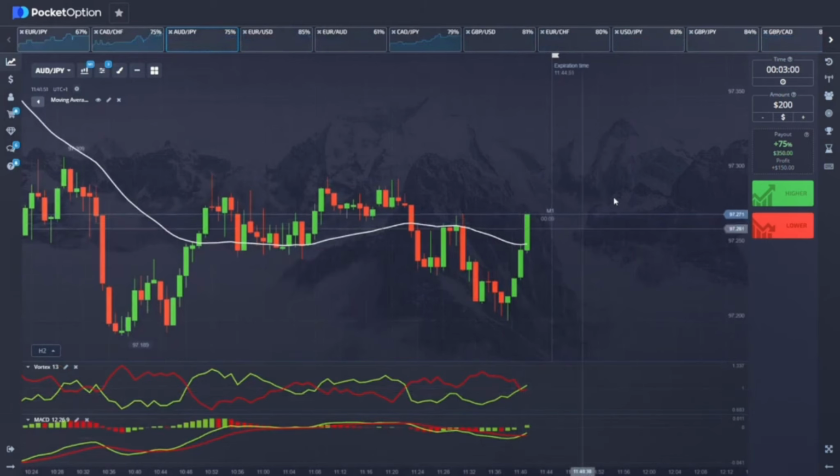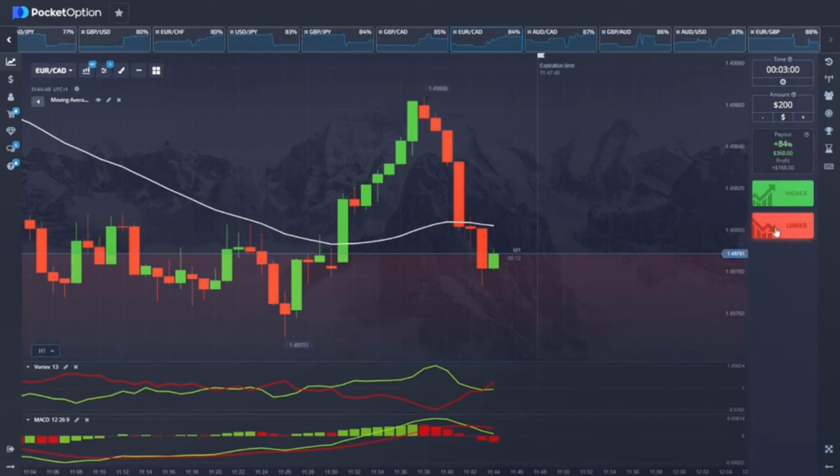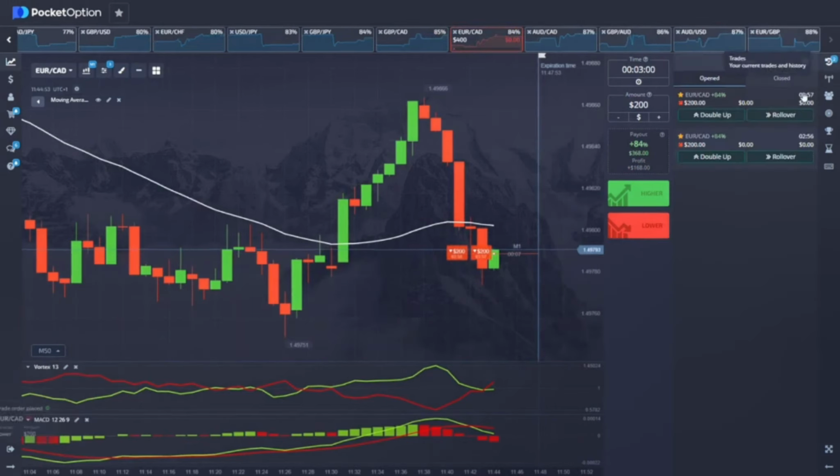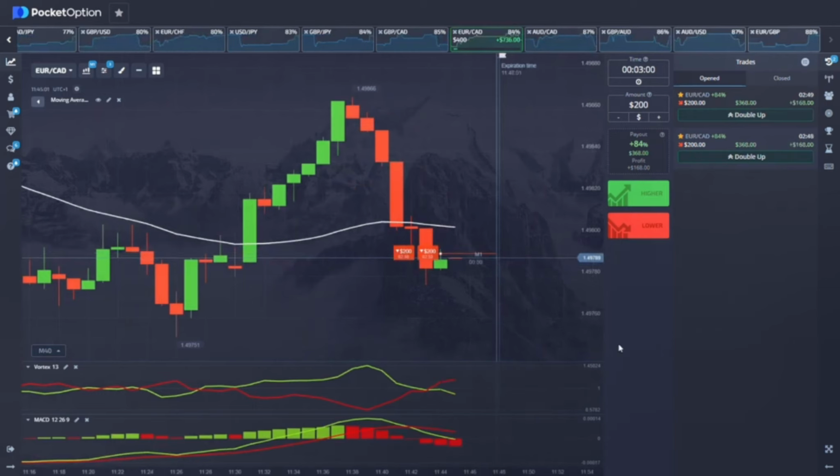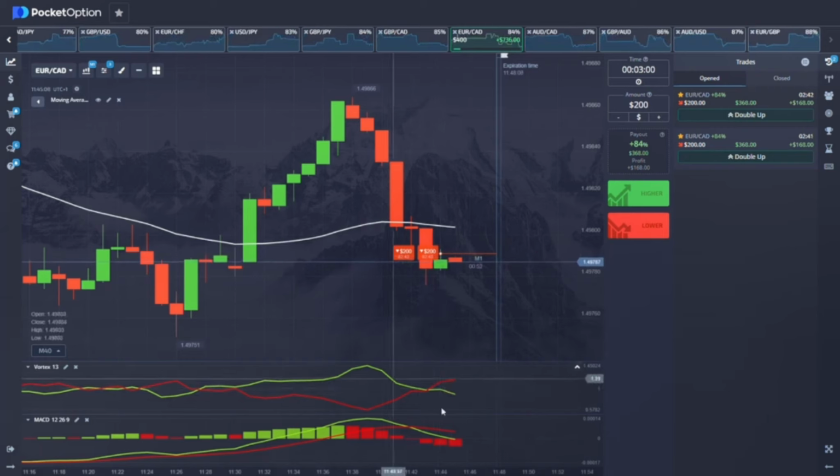Let's take some trades and explain. Here is a good entry for sell trades as the moving average is going downward. The entry happens only when the green line of the MACD and that of the vortex indicator cross below the red line downward.